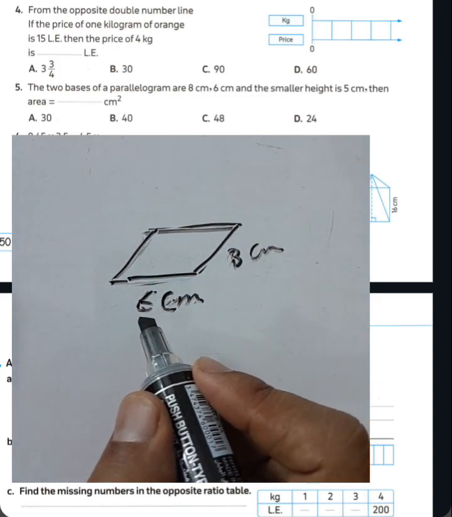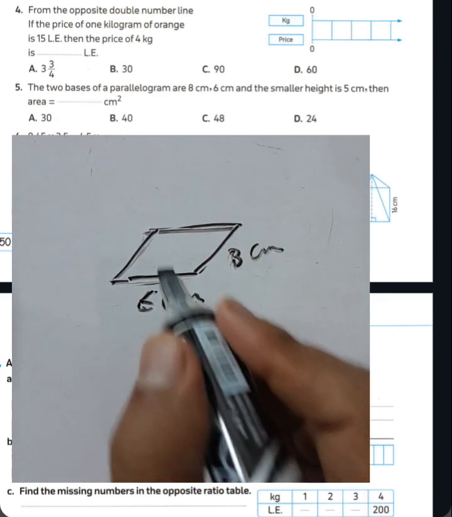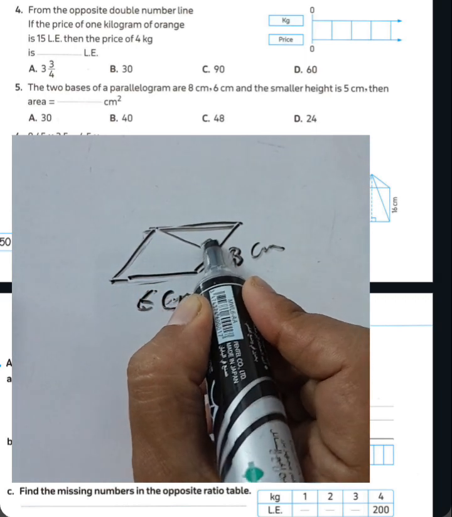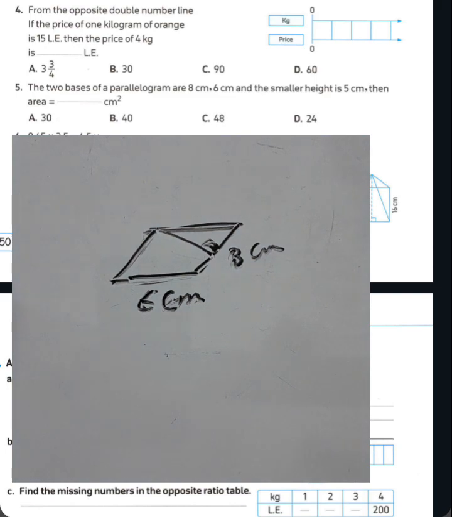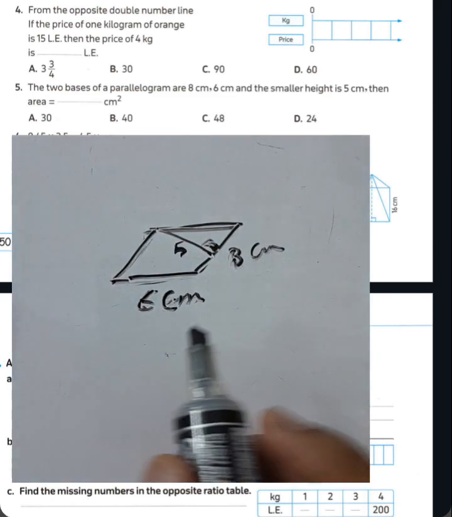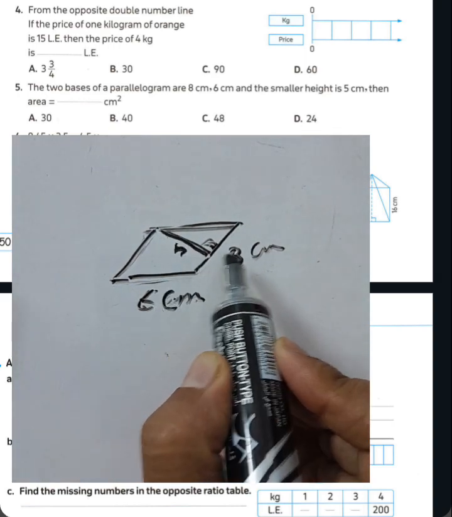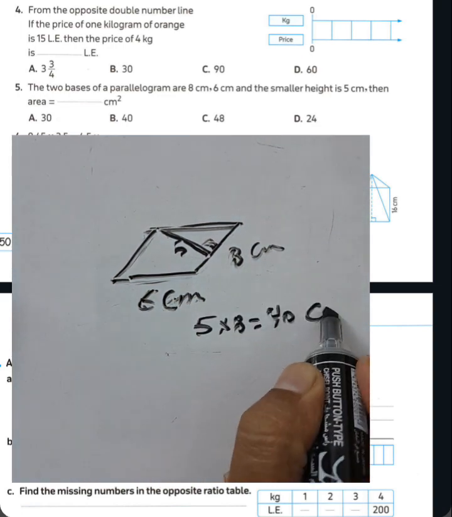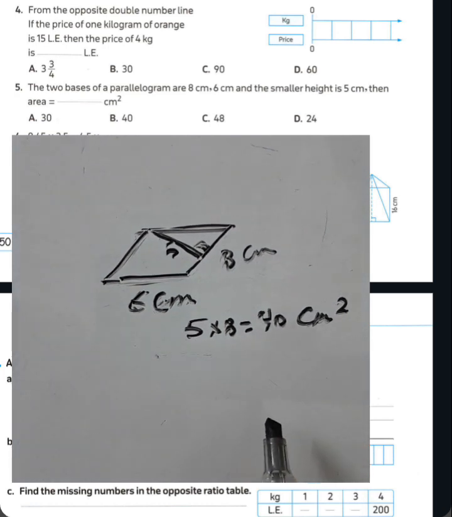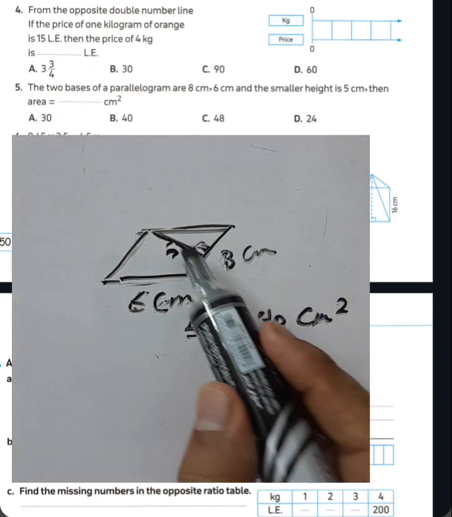He gives us the smaller height. The smaller height is perpendicular to the greater base. The smaller height is 5 centimeters. Then the area will be the greater base times the smaller height, 5 times 8, equals 40 square centimeters. The area of a parallelogram equals base times corresponding height.